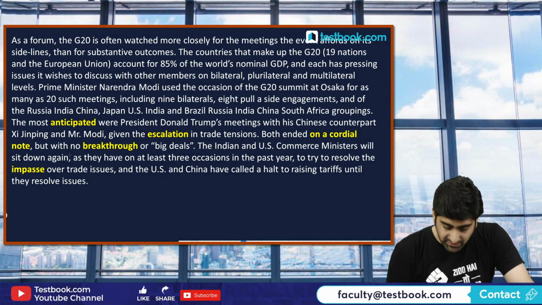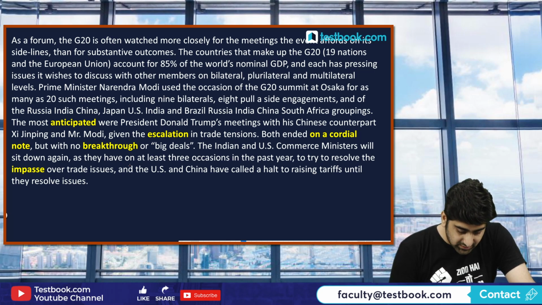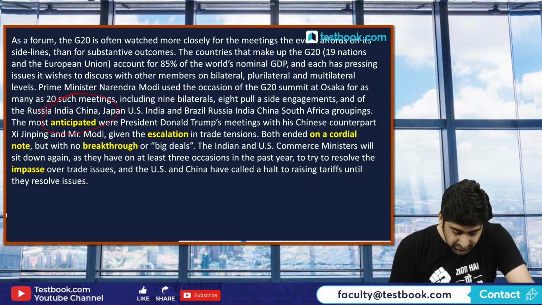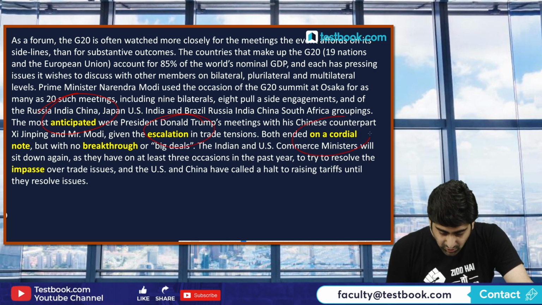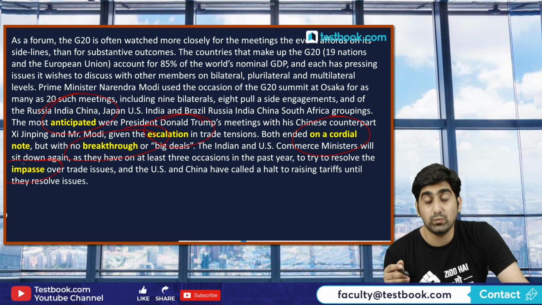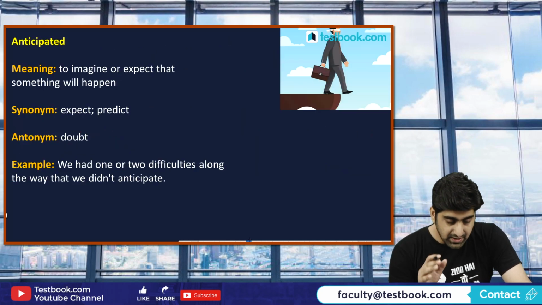The Indian and US Commerce Ministers will sit down again, as they have on at least 3 occasions in the past years, to try to resolve the impasse over trade issues, and the US and China have called a halt to raising tariffs until they solve the issue. And the important words are anticipated, escalation, on a cordial note, breakthrough, and impasse. And we'll be discussing these words.